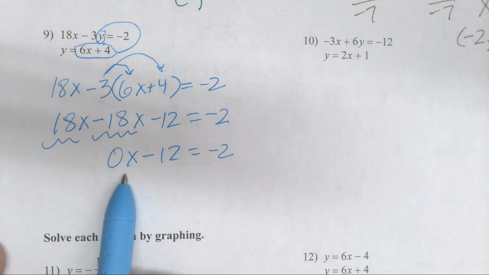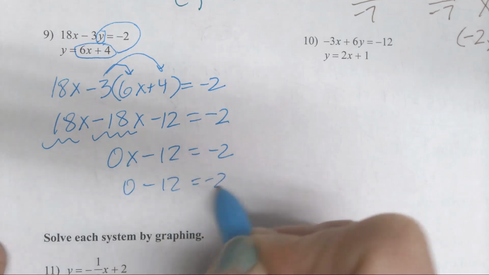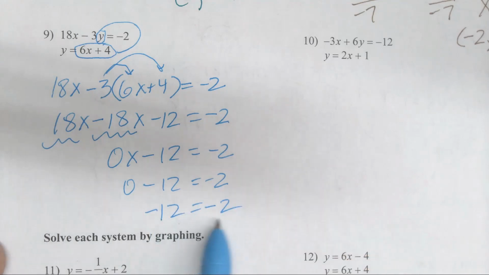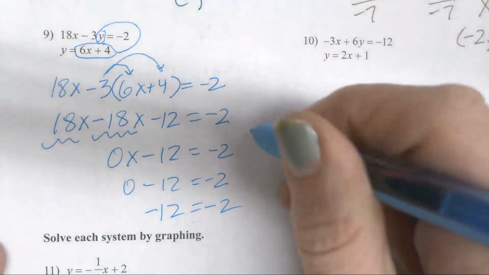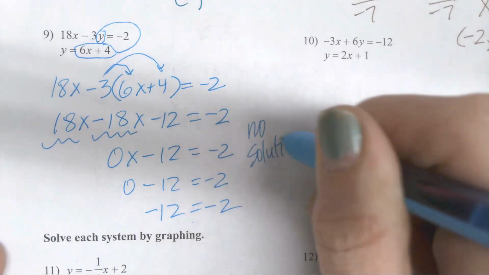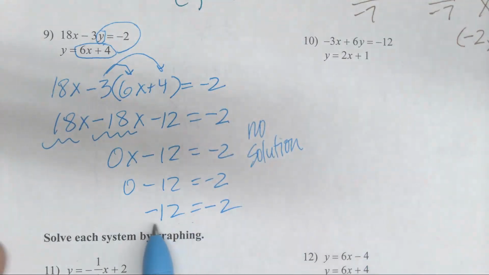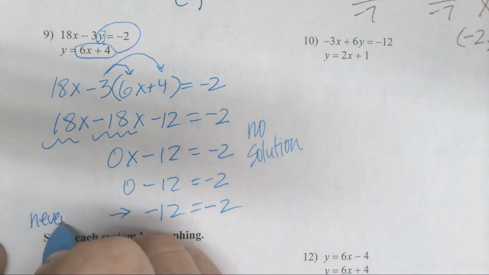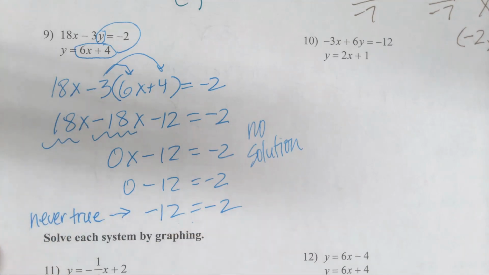What's another way to write 0x? What's 0 times anything? 0. Yeah, this would be 0 minus 12 equals negative 2. What's 0 minus 12? What happened here? This is never true. Always false. Never going to happen. Negative 12 will never equal negative 2. I'm done with that problem.